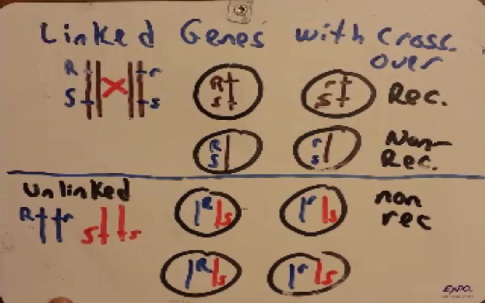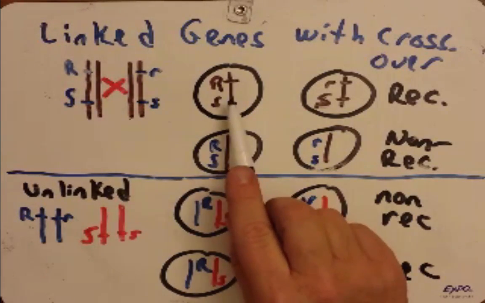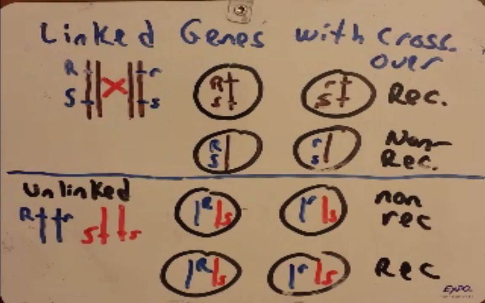and 2 recombinant. If you just look at the genes in each of these, there's no way to tell these 2 apart. We have big R, big S, little r, little s, just like we have in these 2. We have big R, little s, little r, big S, just like we have in these top 2. How can we tell them apart? Or can we? Well, we can.